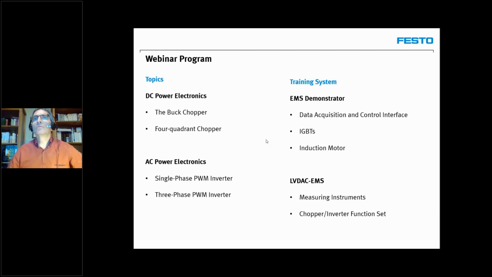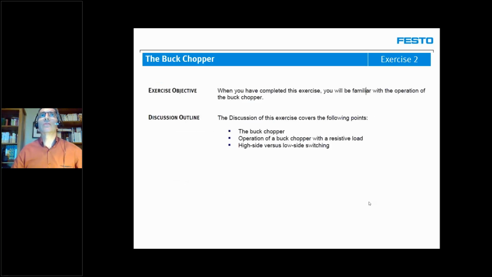And this will allow us to discover some new tools that are available. So we will revisit the data acquisition and control interface module that you know from LVSIM, but now we will be looking at its physical version. Then our IGBT modules for chopper and inverter implementation. So insulated gate bipolar transistors, so the power transistors we use. And then our induction motor module. In terms of software support, we will be looking at the measuring instruments that you are familiar with, but now in LVDAC instead of LVSIM, and the chopper inverter function set that we will be discovering together.